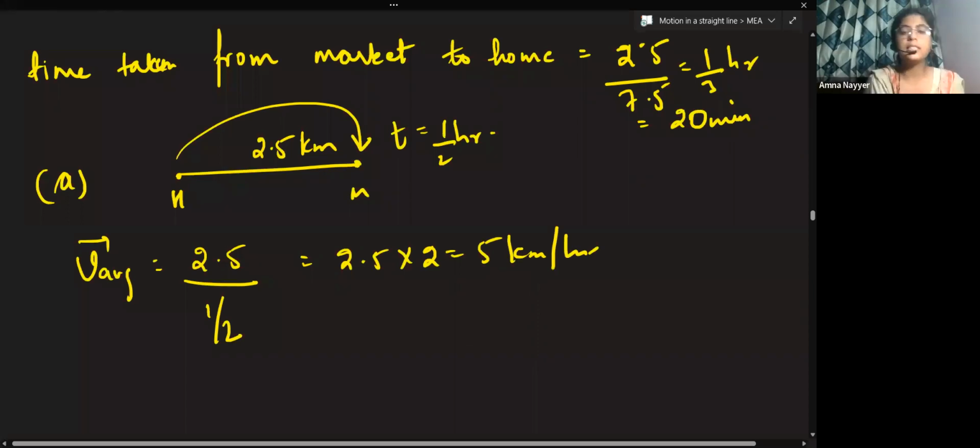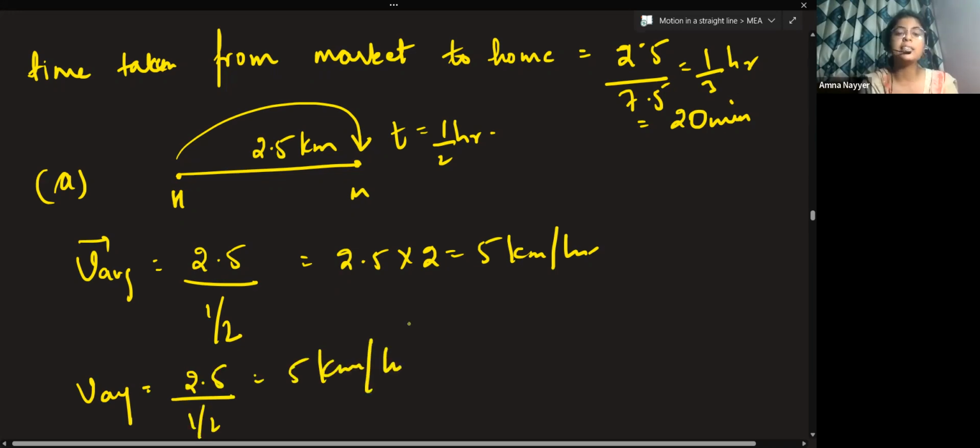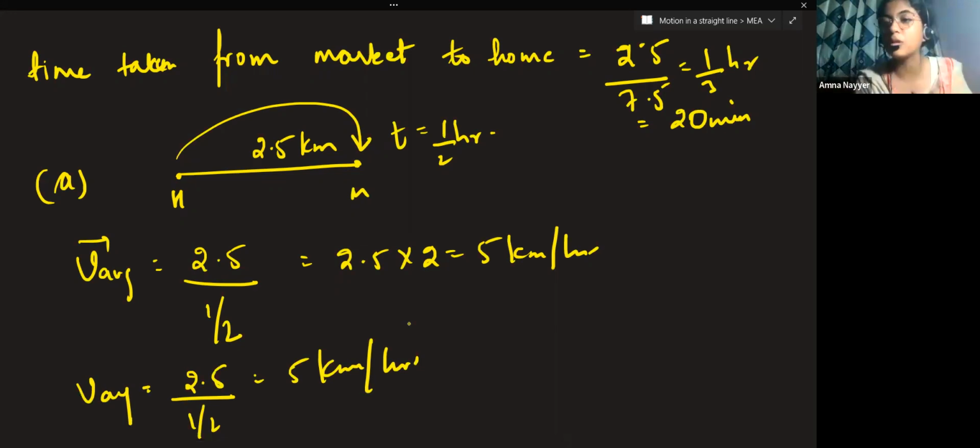Now, let's see it as distance. What will be the total distance? Obviously, the person starts from here and reaches till here, so the distance will be the same, 2.5 kilometers only. So total distance is 2.5, total time is also half an hour. This will give you 5 kilometers per hour. This is also an example where the distance is equal to the displacement, and you can easily observe that the average velocity is equal to the average speed.